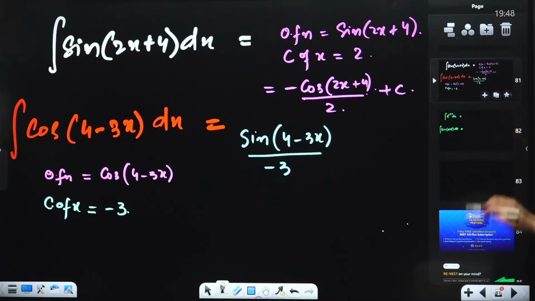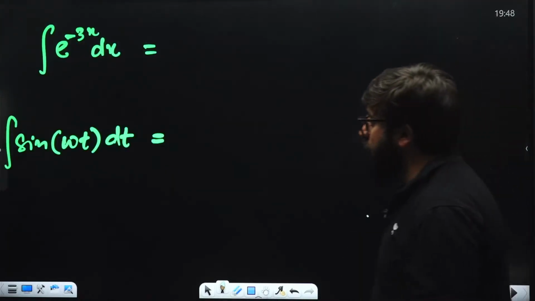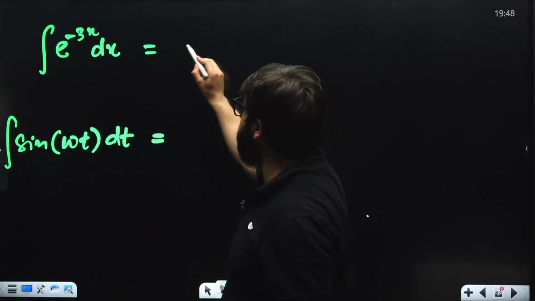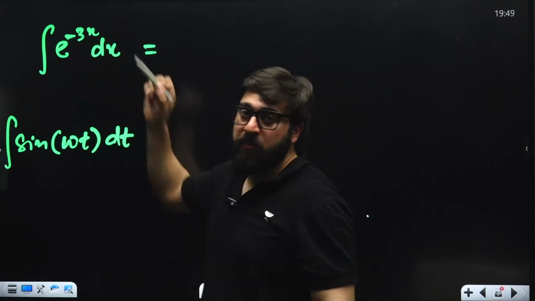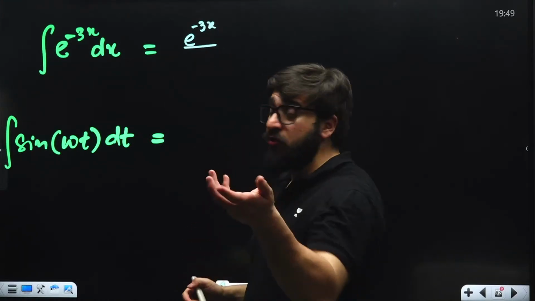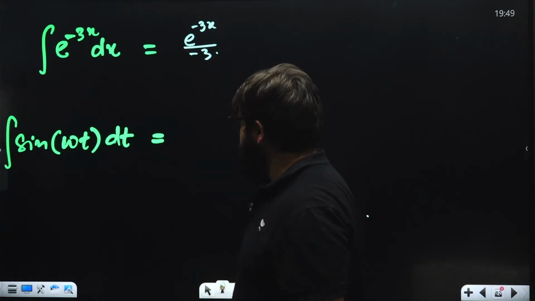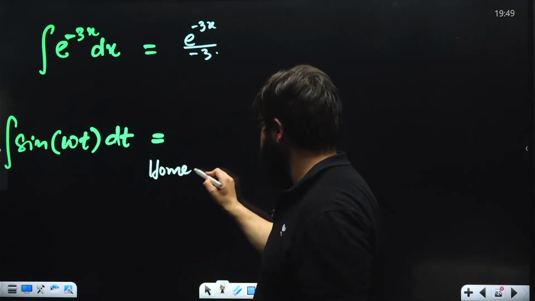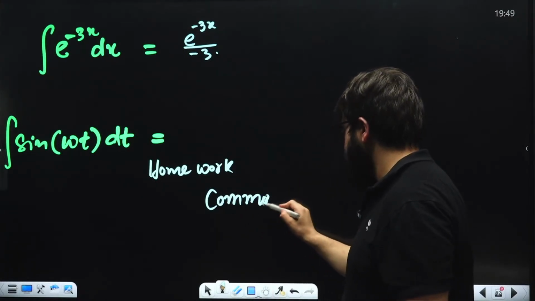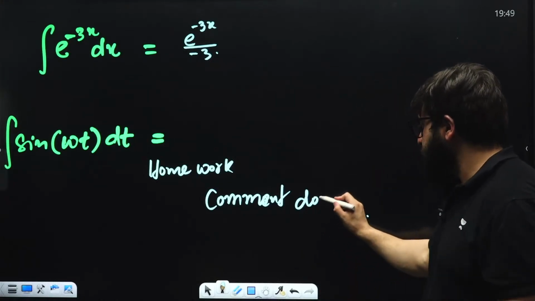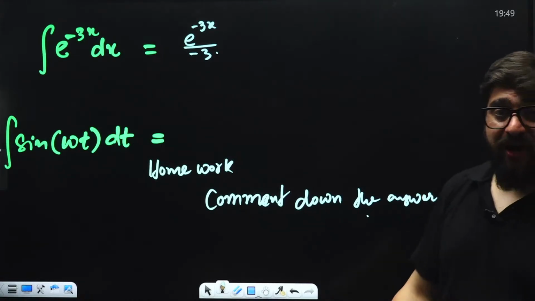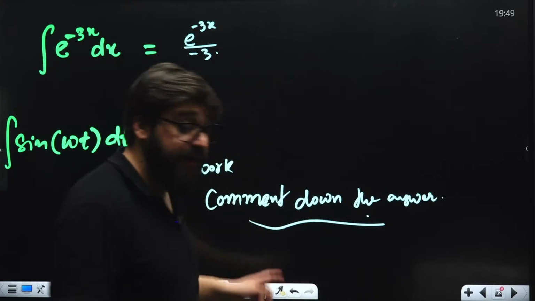Next. Now, in this case, it will be integration of the outer function. Outer function in this case is e raised power minus 3x. So it will be e raised power minus 3x divided by the coefficient of x, that is minus 3 over here. This I'll give you as homework. Comment down the answer. When I end the live stream afterwards, you will have to comment down its answer in the comments.